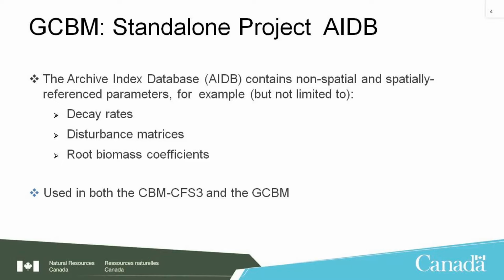As mentioned, the archive index database contains the non-spatial parameters and spatially referenced parameters like decay rates, disturbance matrices, which define how carbon is transferred as a result of each disturbance type, root biomass coefficients, and others. This database is used by both the CBM-CFS3 and the GCBM.